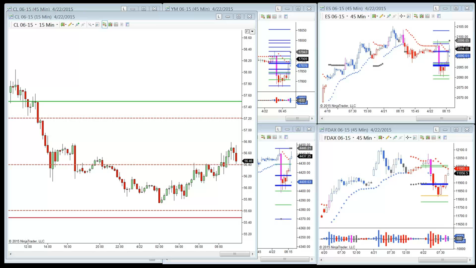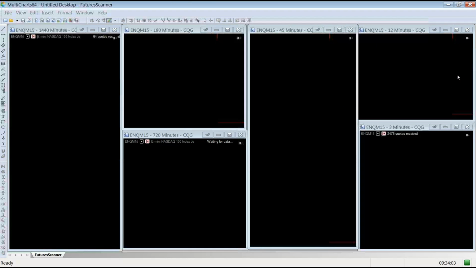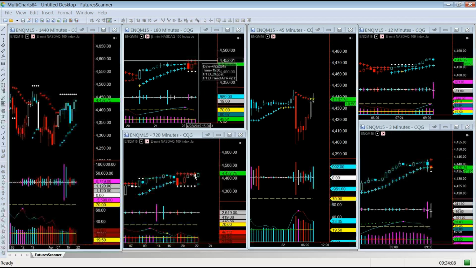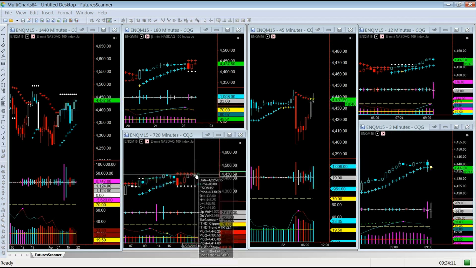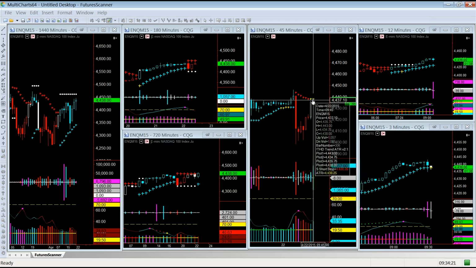NASDAQ didn't have the trade on it. On the NASDAQ, you're at the ATR already. Why would you even think about taking that damn trade? At an ATR. Why would you think about taking that trade?